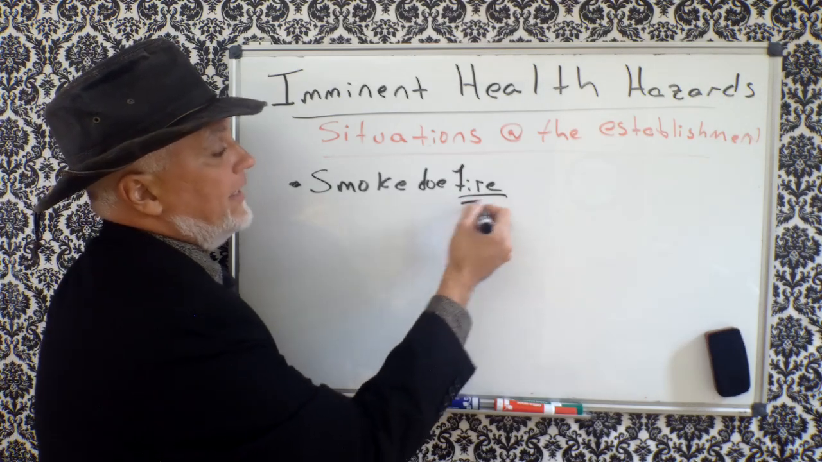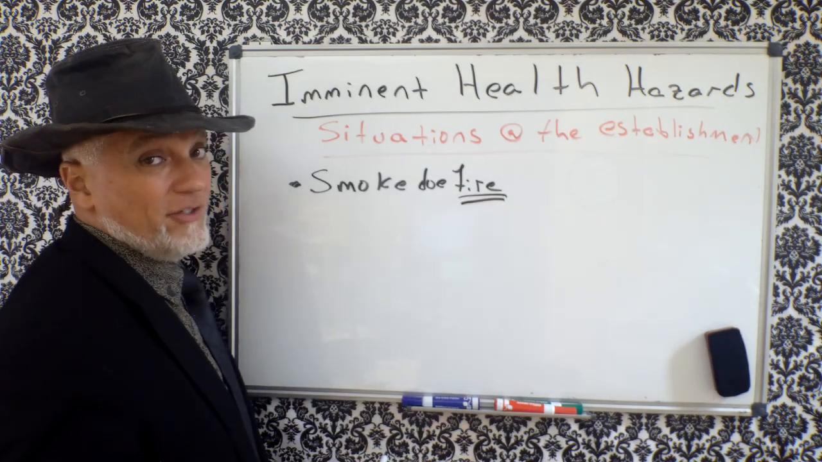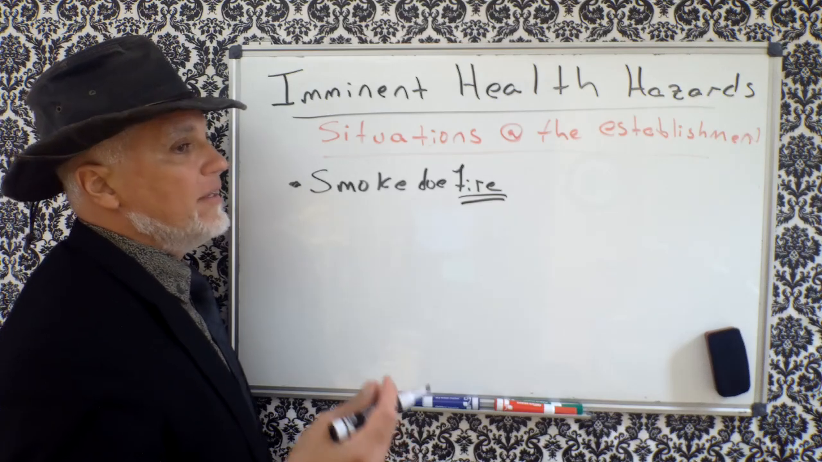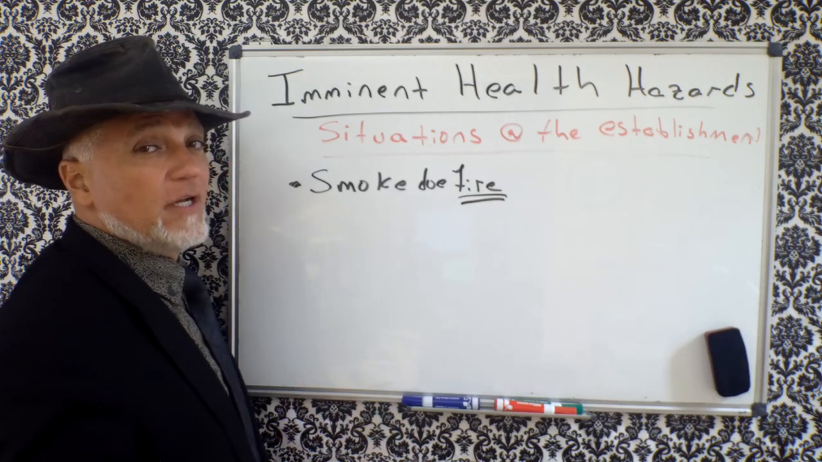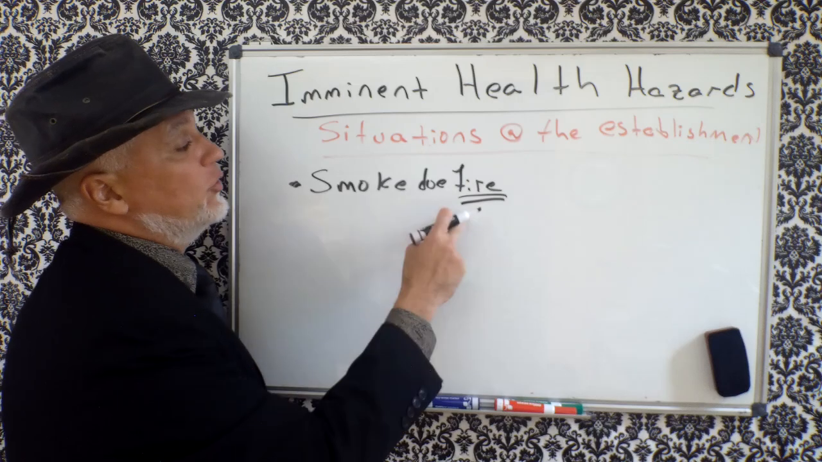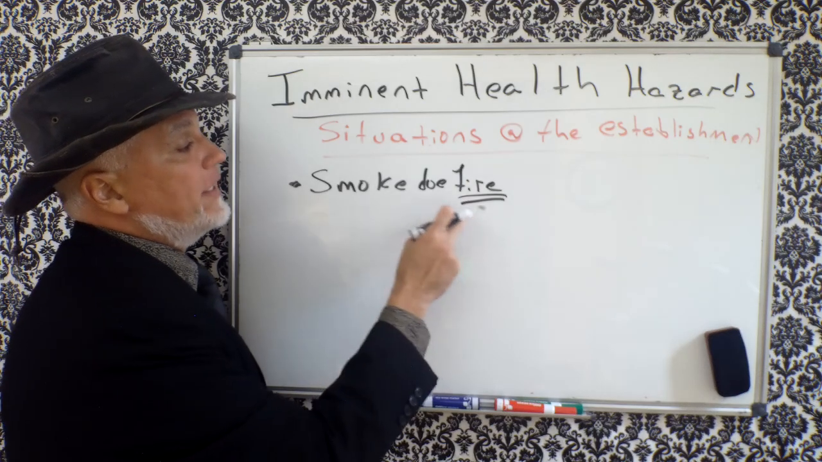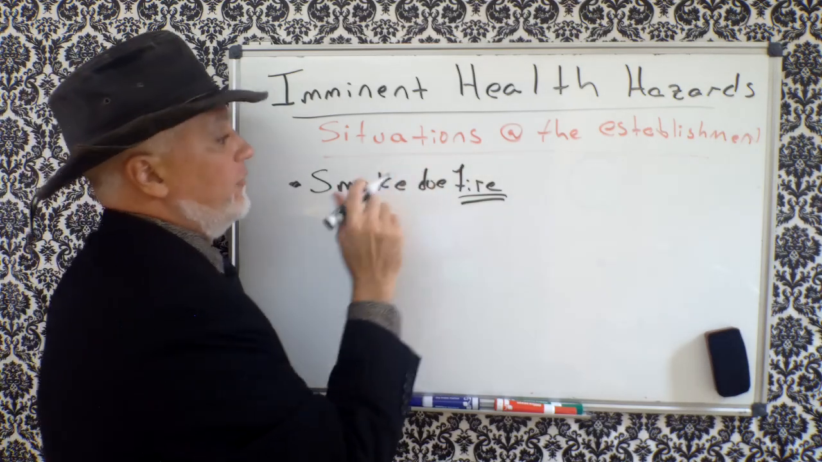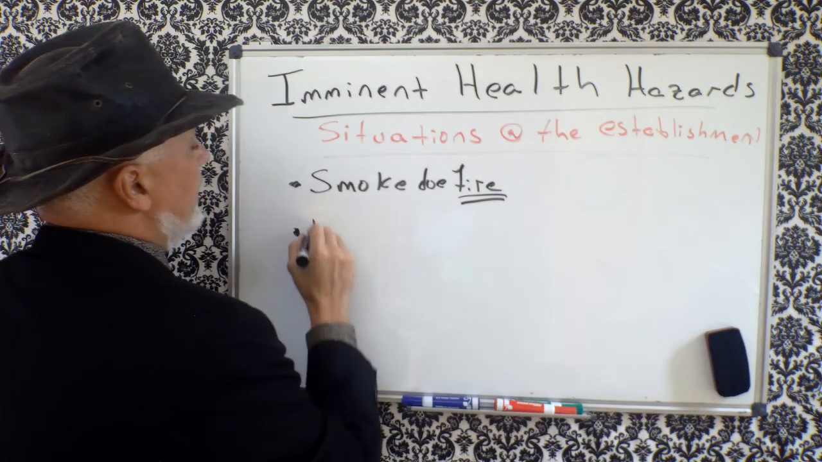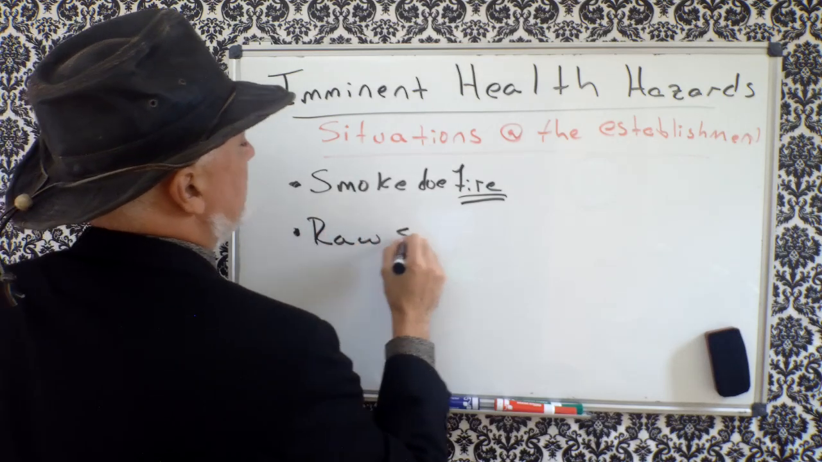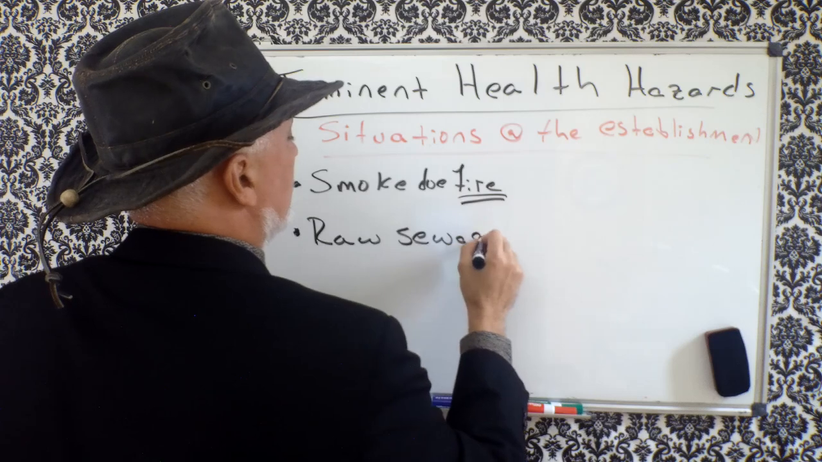What we're really looking at is the fact that there is a fire, right? That's really more important because stuff burns all the time. But if we have smoke due to a fire, your best bet is to evacuate the establishment. We're talking about raw sewage, right?